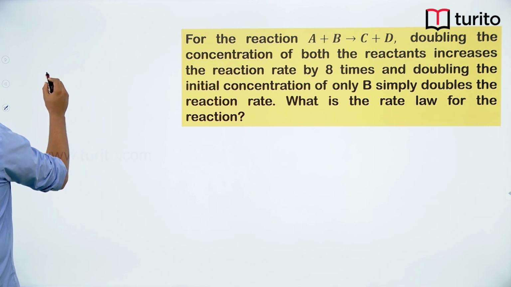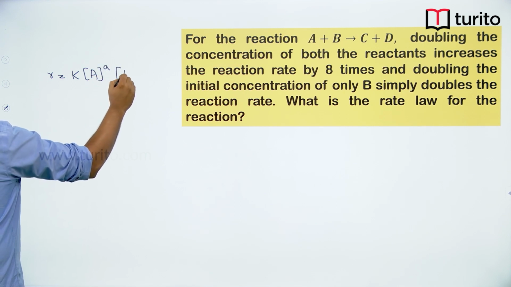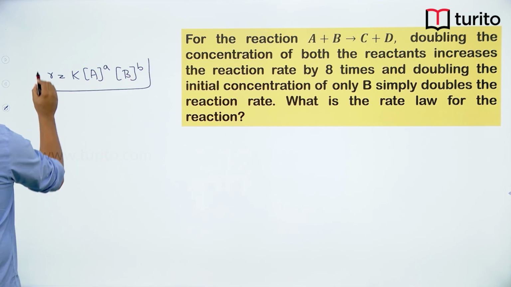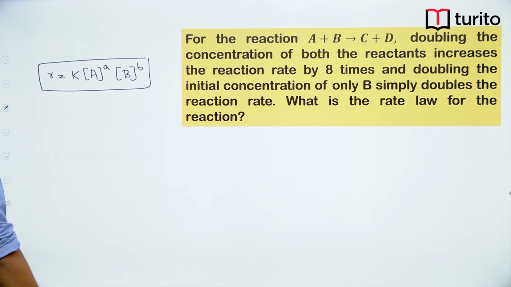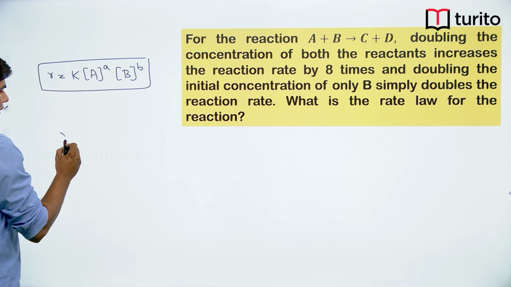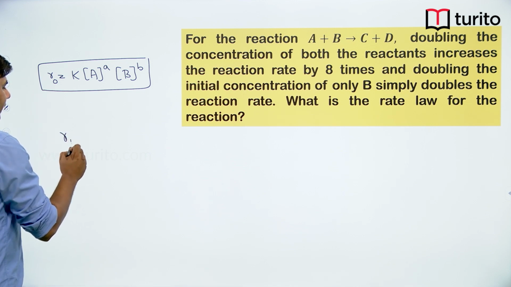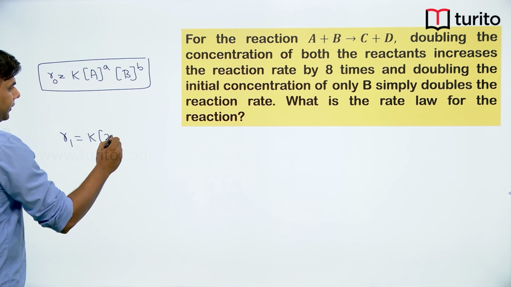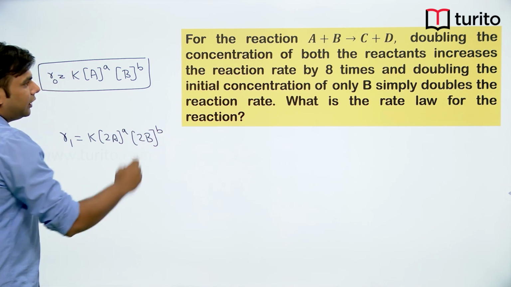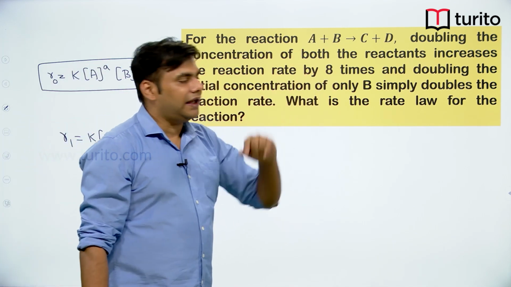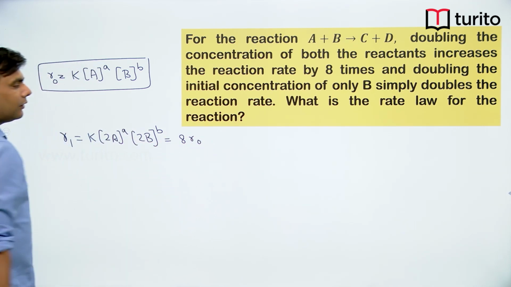Let us assume that the rate of this reaction is K into the concentration of A raised to power a into the concentration of B raised to power b, where a is the order with respect to A and b is the order with respect to B. It says that on doubling the concentration of both reactants, suppose this was our initial rate, R0, the rate increases by 8 times, so it becomes 8 R0.